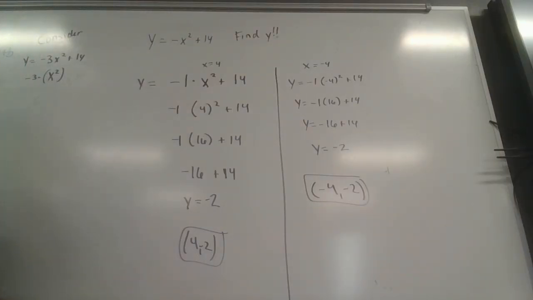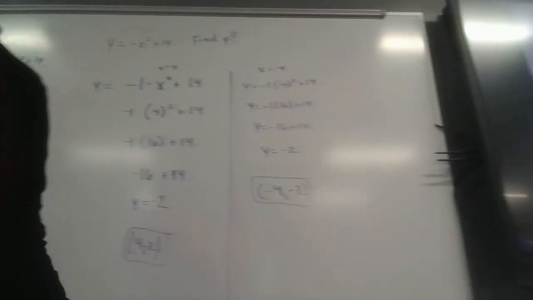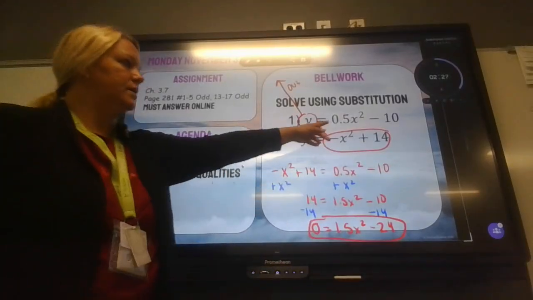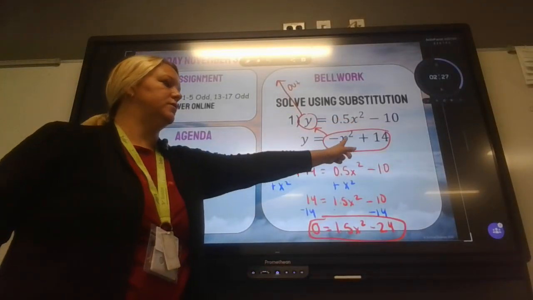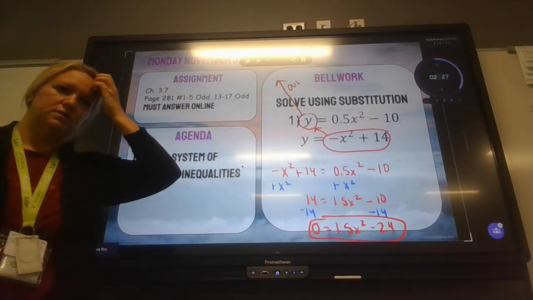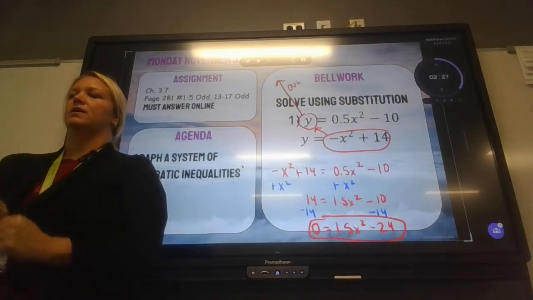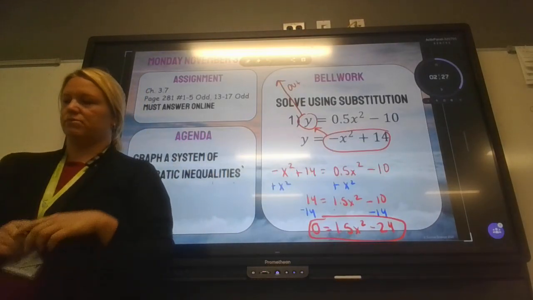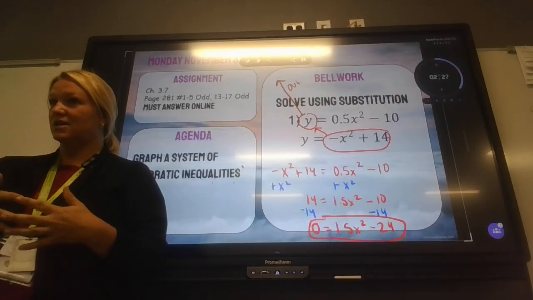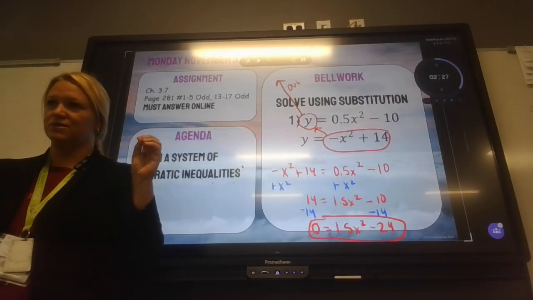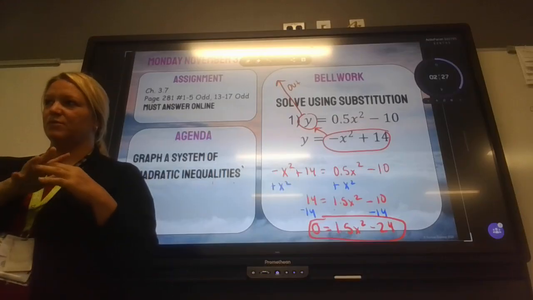Did anybody plug into the top equation and get negative 2? I plugged into both. Nice. Kenzie, did you plug into the top or bottom? You put 4 in here, or did you put 4 in here? I did both. Oh, both, to double check. Should we put it in Desmos to triple check? Nobody is curious to see where these two things cross? No, ready to move on.